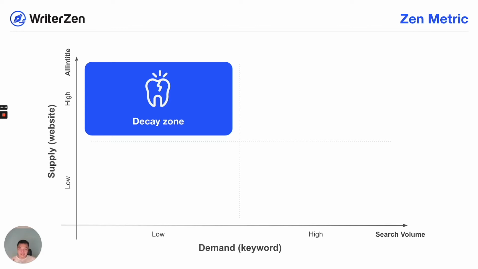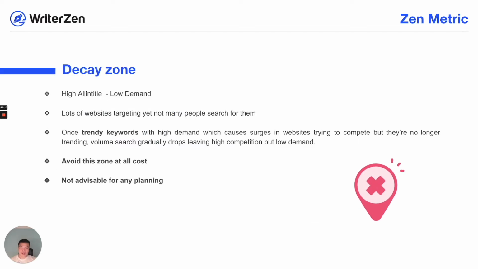And in this decay zone there are so many competitors trying to rank for that keyword, but they're very low in demand, and you do not want to enter this zone, right? Lots of websites are targeting them, yet few people search for them. They were once trendy keywords with high demand, which caused websites to compete, but they are no longer trending. Search volume gradually drops, leaving high competition but low demand.